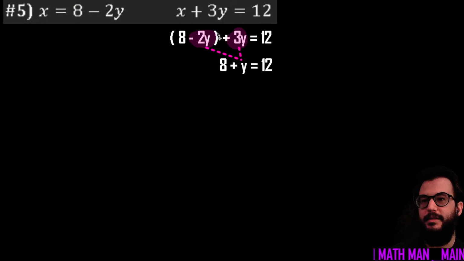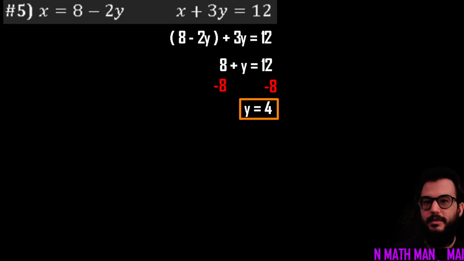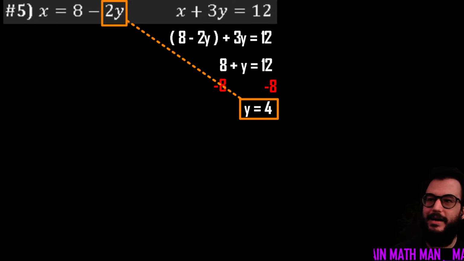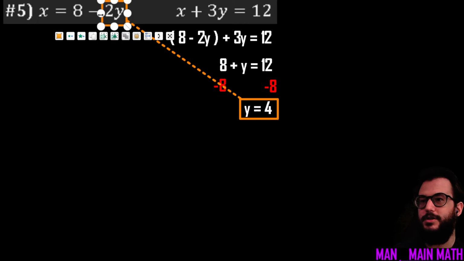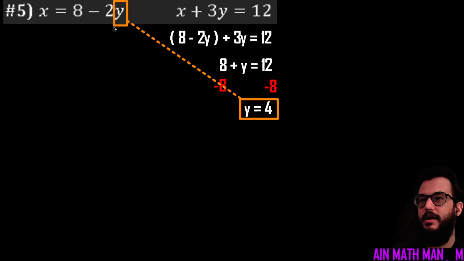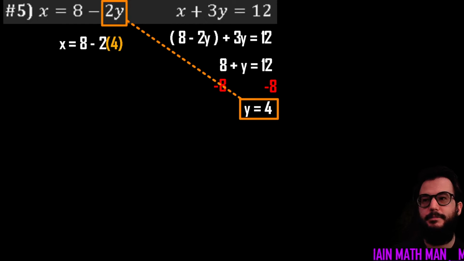Make sure you can combine those like terms. So I have negative 2y and a positive 3y. What's left over? Just 1y. Get the y value by itself. So I'd subtract 8 from both sides, and so I'm going to say y equals 4. Take that value, plug it back into my equation. I'm going to slide that just a little bit. It's just going to replace that y value. Everything else stays the same.